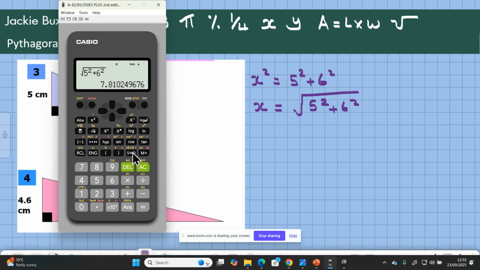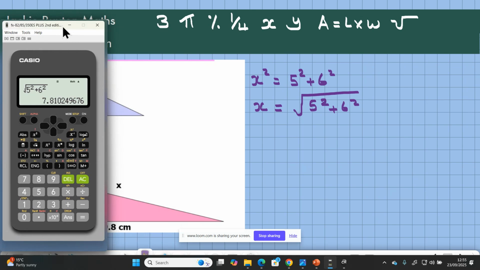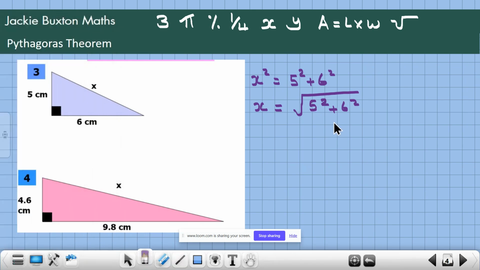So we've got 7.8102. If we want to cut it off at 1 decimal place, that is going to give us an answer of 7.8. So 7.8 centimetres to 1 decimal place.